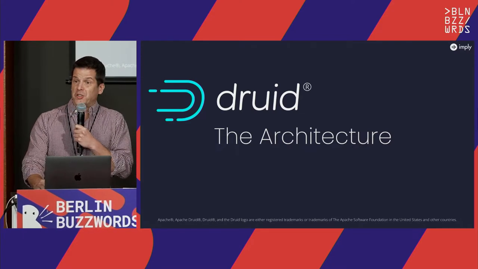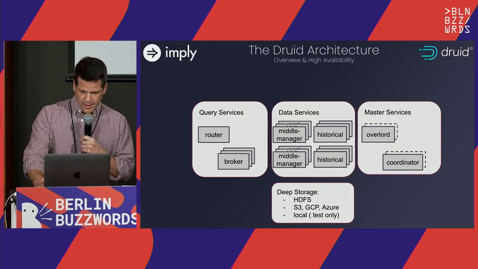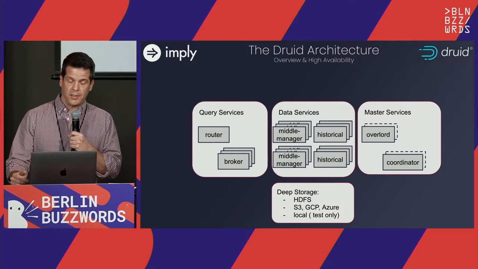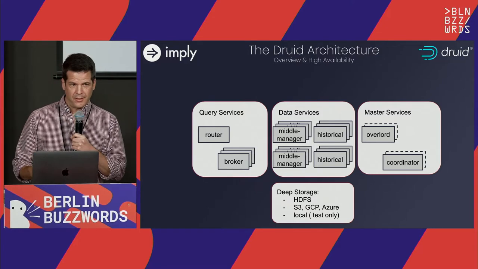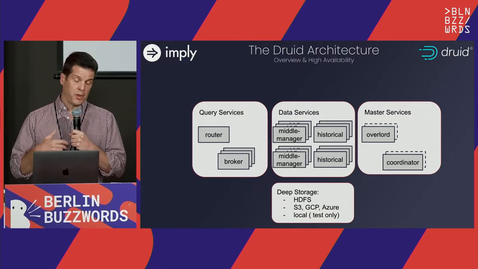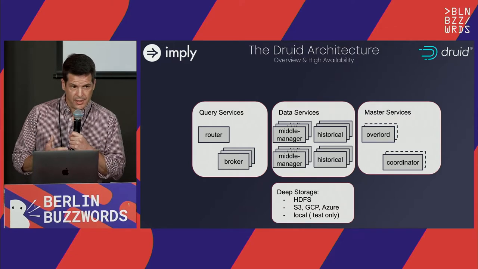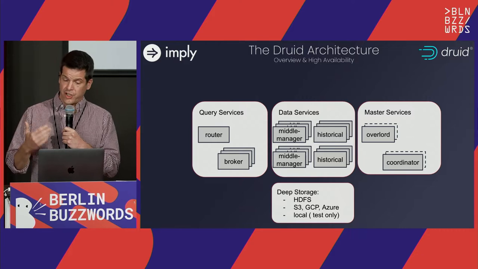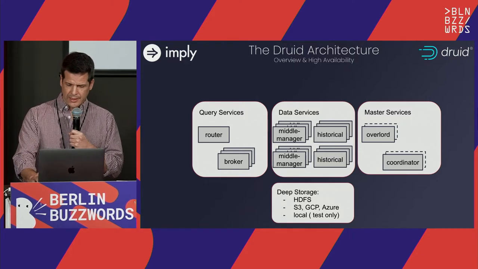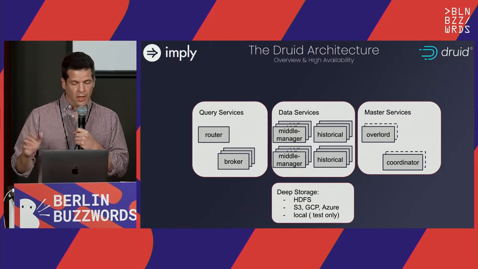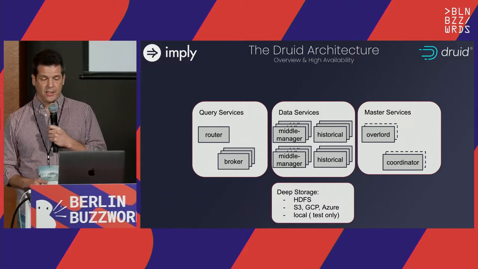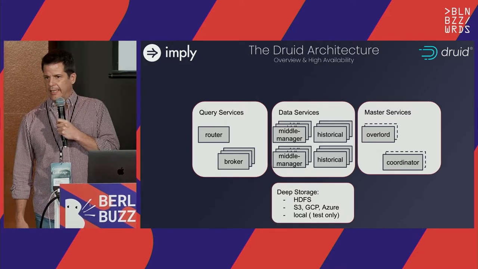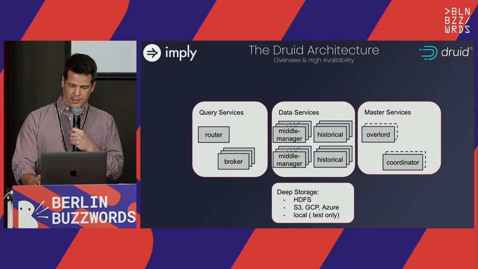So how does it do this, right? Let's talk about the architecture of Druid. At the high level, Apache Druid is deployed in three different kinds of nodes: the query services that provide access to the cluster for users, where you submit queries, where you submit ingestion tasks; the data services, which is the main scalability of the process, where it provides scale for ingestion and for query, and we'll talk more in detail about that; and the master services, which control the operation of the whole cluster. Additionally, it has a dependency on external storage, what we call deep storage, and we'll talk a little bit about how that works. This could be any distributed file system like HDFS or object stores like S3.